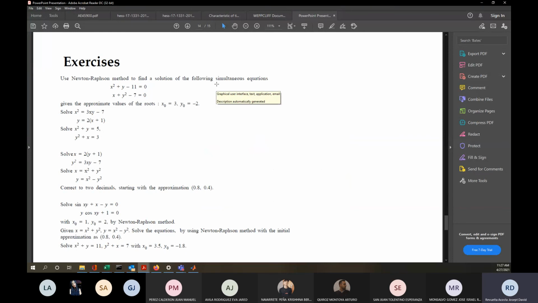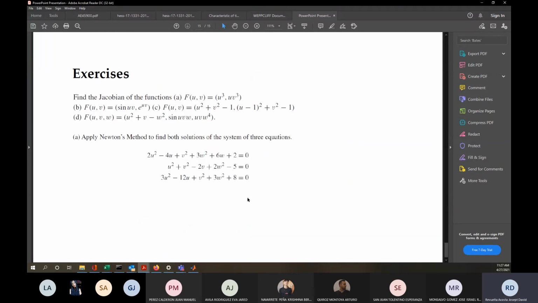And then the exercises for the class are going to be these ones and these ones. So these two pages are for the exercises. You will have 3 assignments. I promise I'm going to publish all these 3 assignments today, and I will give you 3 weeks to complete your assignments. Okay?